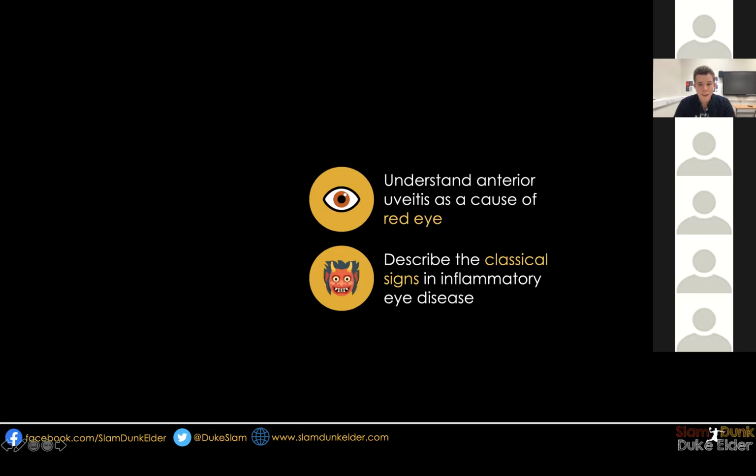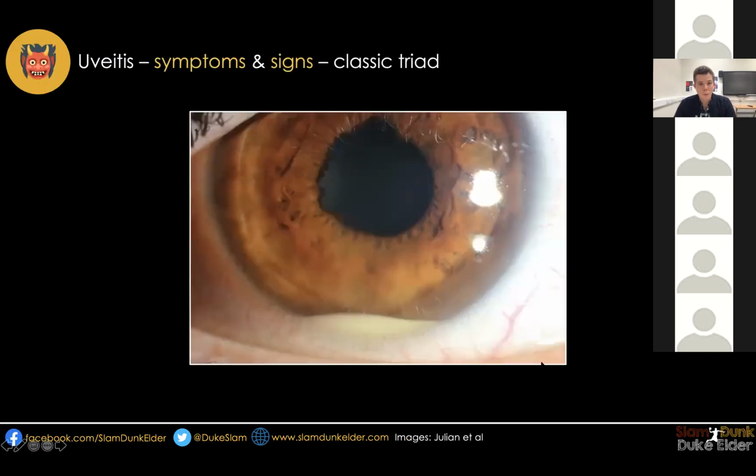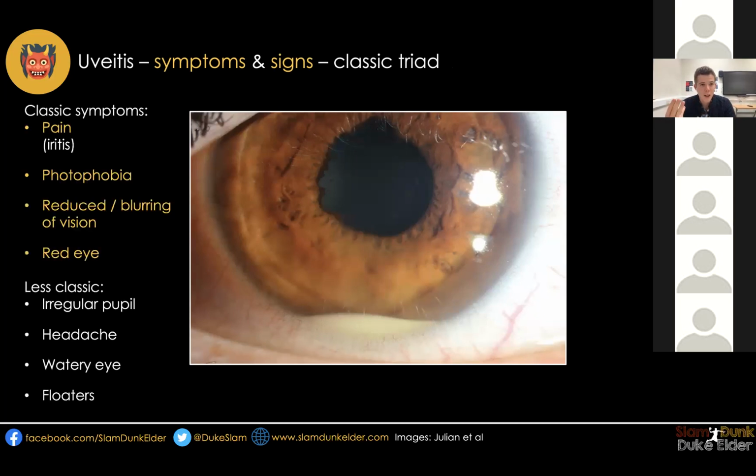So our next step is to understand anterior uveitis as a cause of a red eye, as well as the classical signs we might see in uveitic syndromes, okay? So when a patient comes into your clinic, whether you're a senior or a junior ophthalmologist, they'll classically complain of three main things that make you suspect a uveitic syndrome, even before asking a systemic history. It is pain, photophobia, and blurring of vision. That is the classic triad.